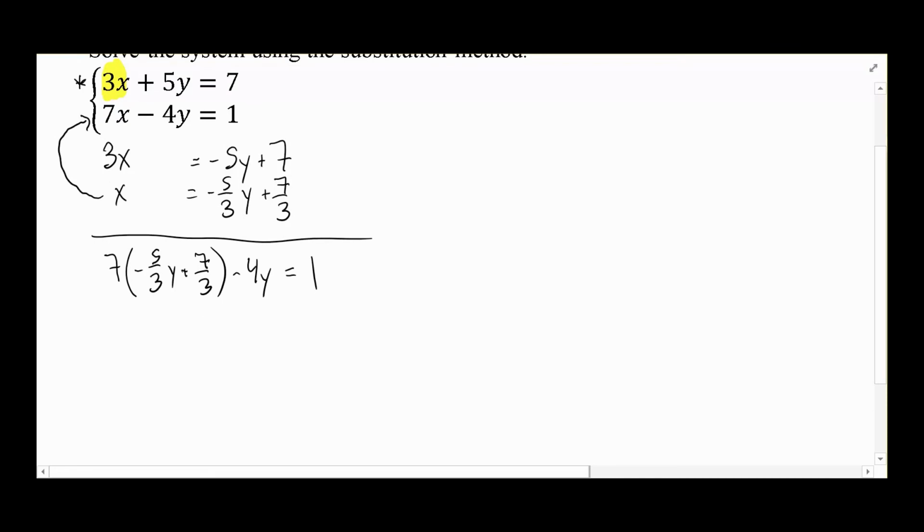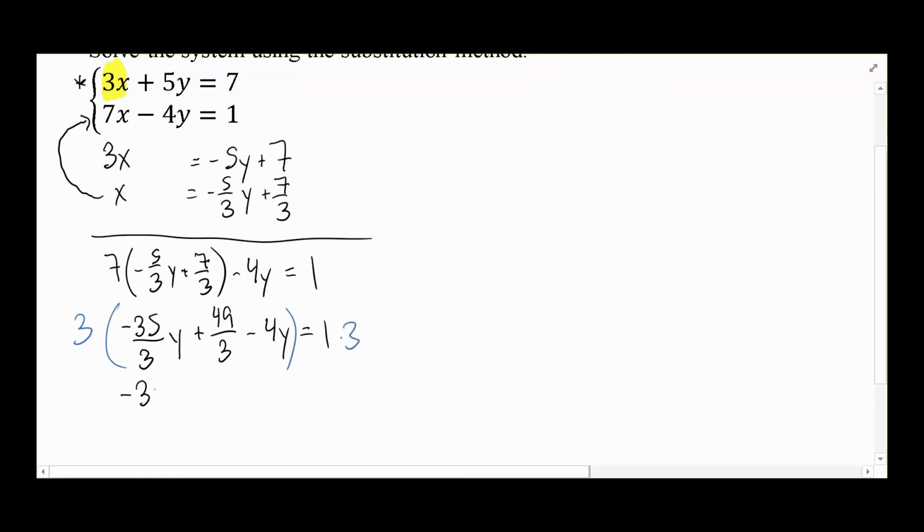All right, now we're going to distribute that 7. That big sigh tells you, I don't really want to do this. This is ugly. So we're getting 49/3 there, minus 4y equals 1. At this point, I'm going to say, you know what? I don't want to deal with these fractions anymore. Let's clear them. Let's multiply both sides of the equation by 3.